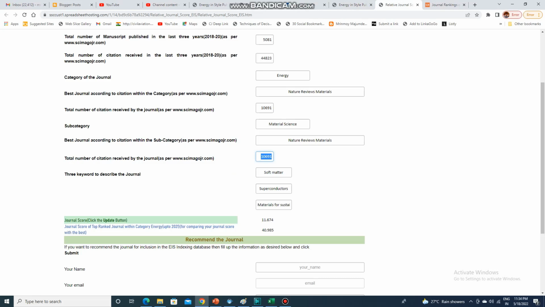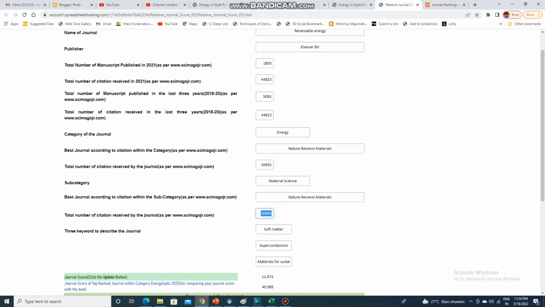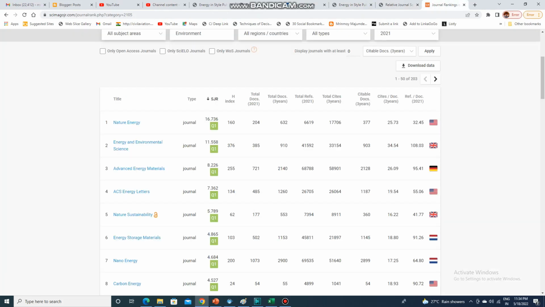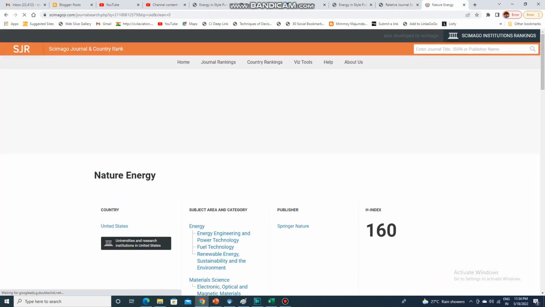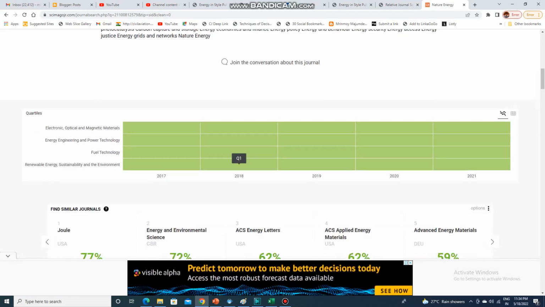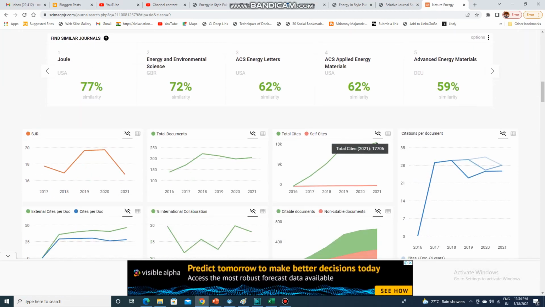So let us see the total number of citations received by the journal, and these are all for the latest year. Okay, these are the latest. So in the last year, total number of citations received. Just click on the journal name and you find the total cites. Go over there in the graph, total cites, it is 17706. 17,706. Okay.